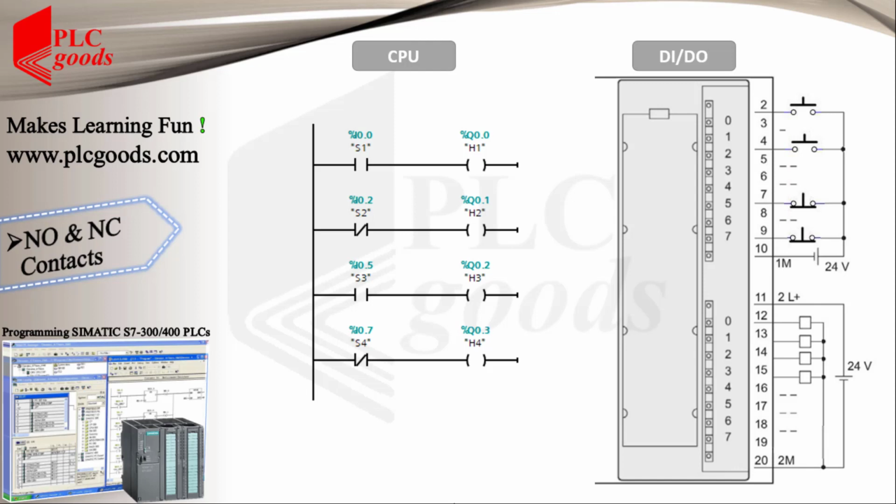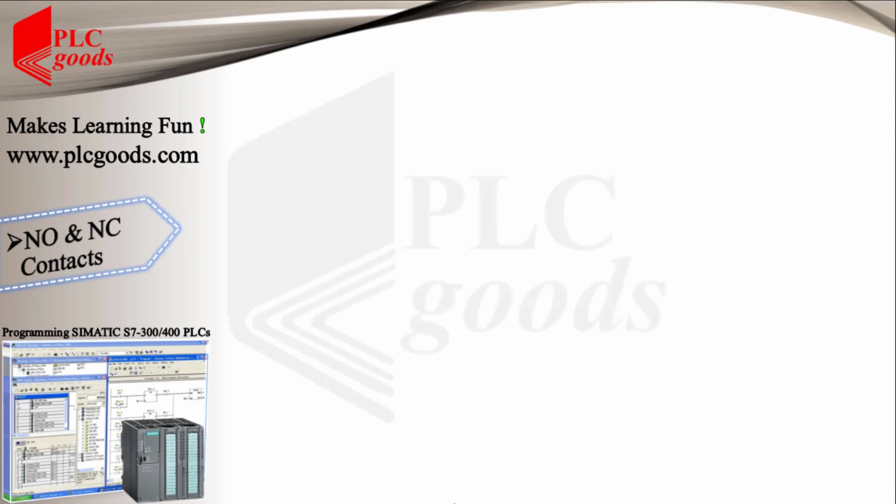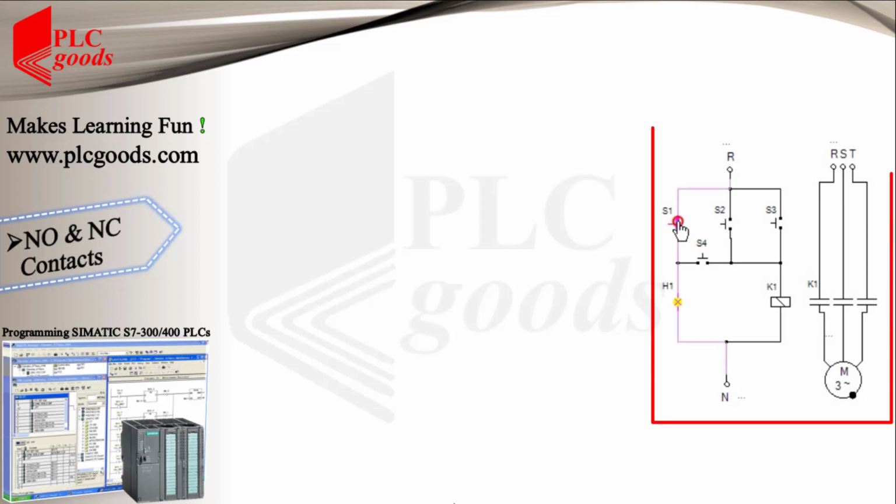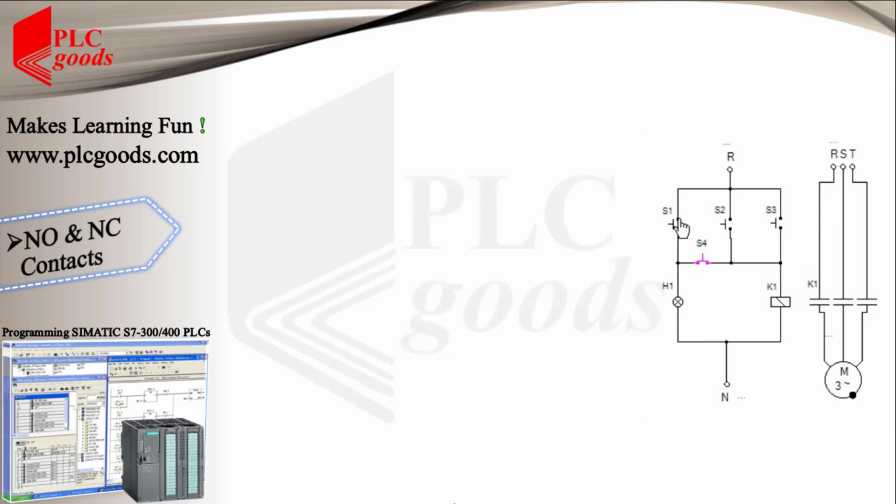Now let's do a more complex project to learn a simple way of PLC programming. First, pay attention to this industrial circuit. As you can see, there are three conditions that can turn on the lamp. Also, three conditions can activate the K1 contactor and in consequence the three-phase motor using the power circuit.